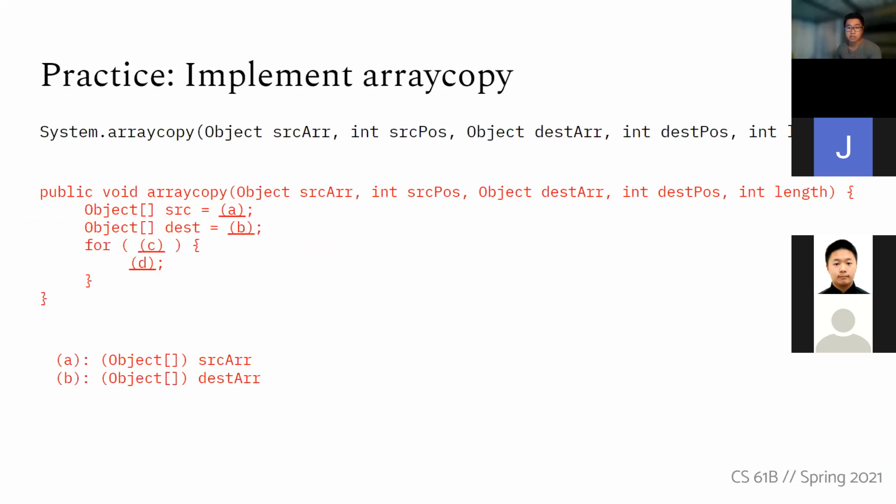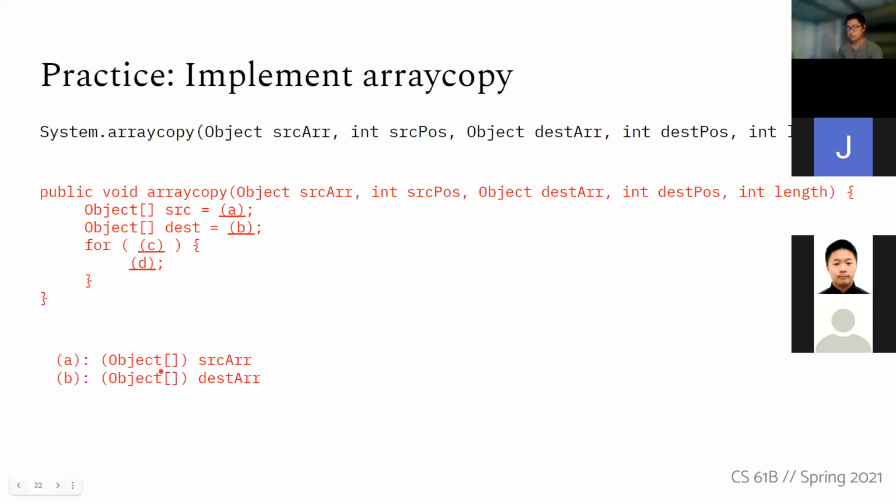There's another question. Noah asked why source array and destination array aren't of type object array to begin with. That's a great question. If you know the original developers of Java, it would be great if you could ask them. But I took this directly off of the Java documentation, and they have it as object as opposed to object array.